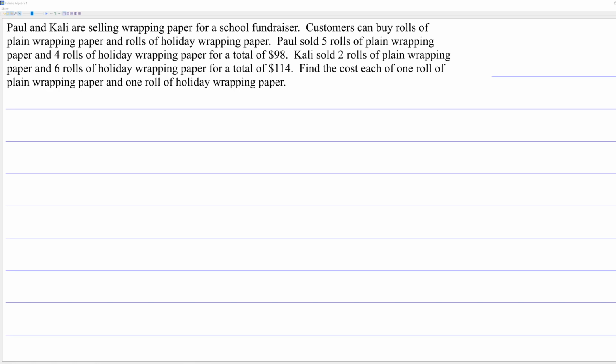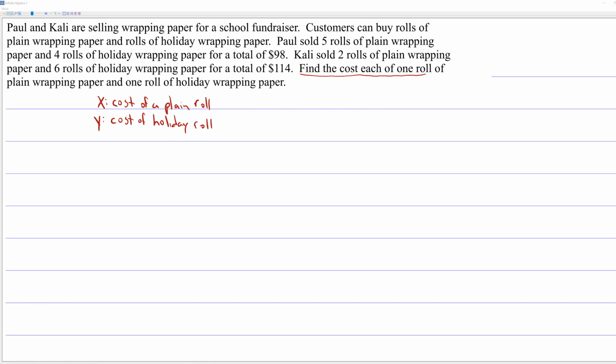So when analyzing a word problem, one of the first things you want to do is define what your variables are. And a good trick is to focus on the question being asked. Well, we want to find the cost of one roll of these various types of paper. So the problem really told us what the variables were. So I'm going to let x be the cost of a plain roll, and then we'll let y be the cost of a holiday roll.